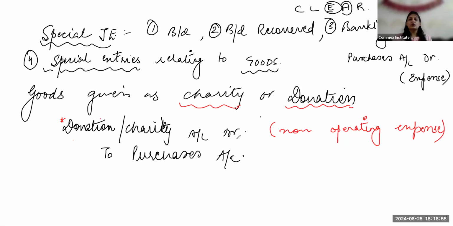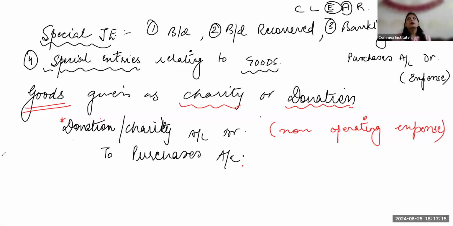So this is an expense, so debited. And what should be credited is purchases because my goods are being given. So what did I give? I gave the goods, the dresses, as charity or donation. So the goods will be credited to the purchases account. Okay.